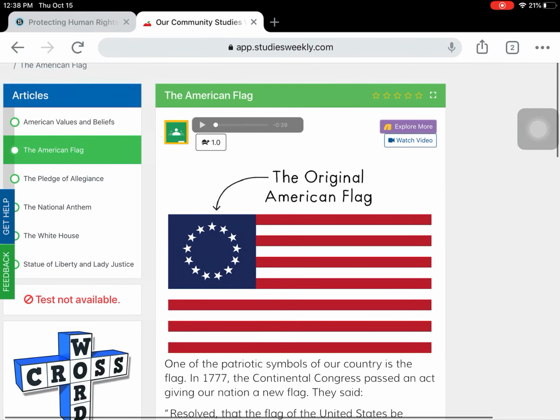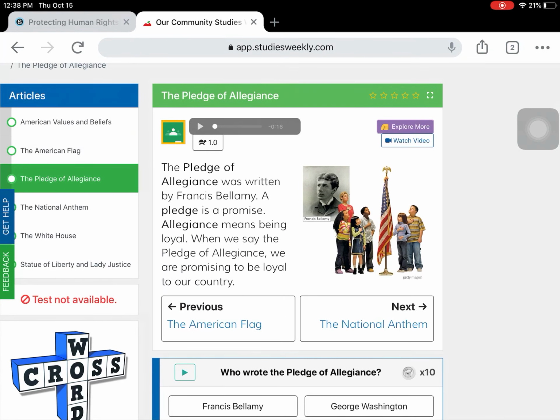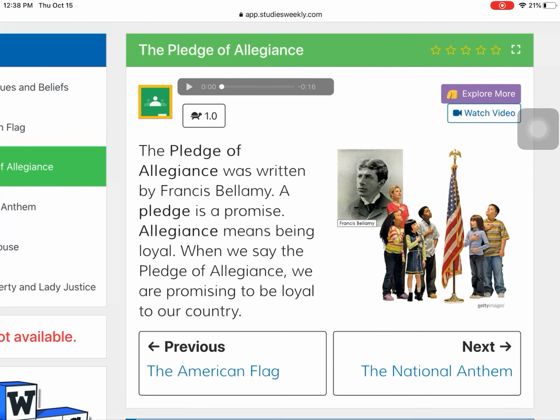Let's go ahead and take a look at the Pledge of Allegiance now. So we talked about in our vocabulary video, a pledge means what? Can you remember? A pledge means a promise. And what does allegiance mean? Allegiance means loyal. So when we say our Pledge of Allegiance, we are making a promise to be loyal to the United States. That means we are going to defend the United States and we are going to have their back if something were to happen where they needed to be defended.